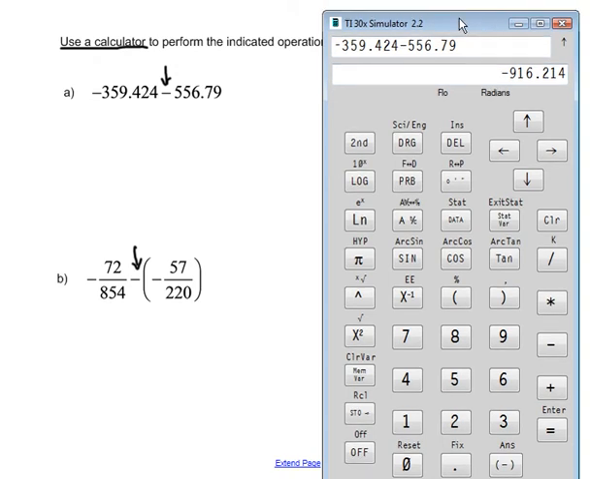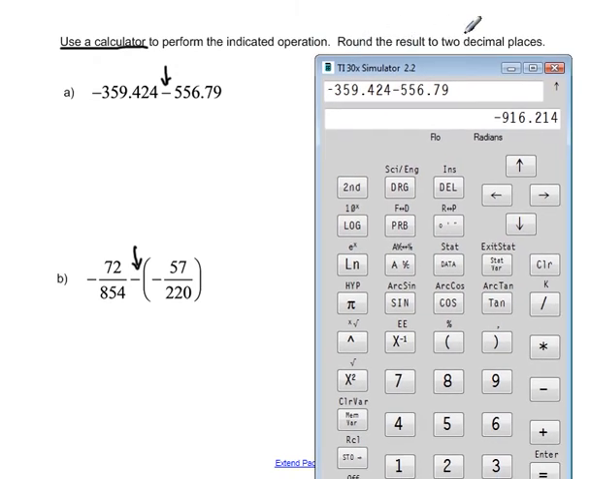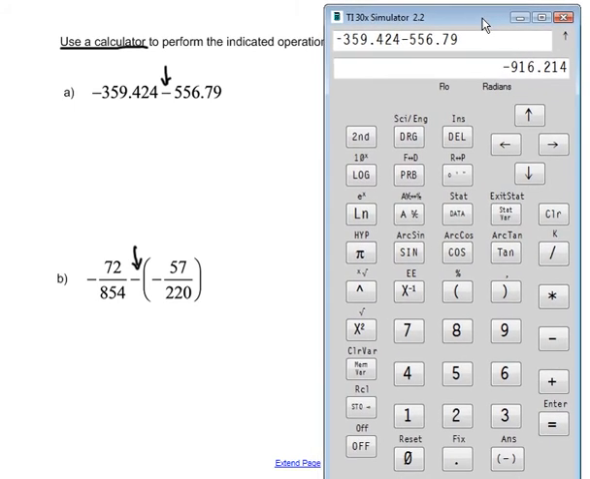Now remember our directions. The directions said round the result to 2 decimal places, and our answer has 3 decimal places, so we need to do a rounding step. So we want to go 2 decimal places. I see the 1 is 2 decimal places where we want to be looking, but remember we have to look to the digit after where we want to be rounding to, because that will tell us, do we round up or do we leave it the same?